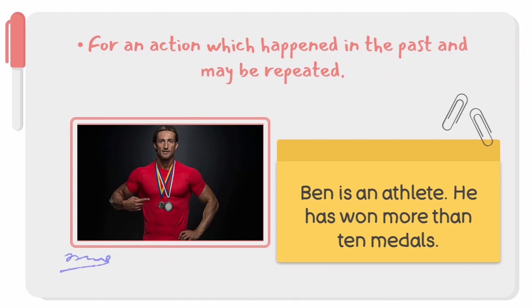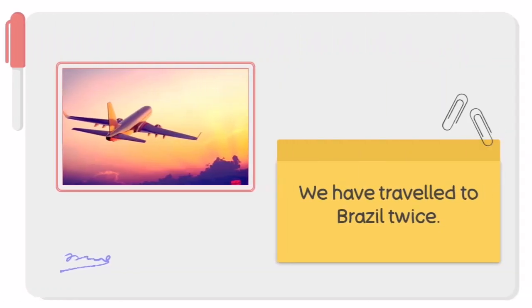We use the present perfect simple for an action which happened in the past and may be repeated. Ben is an athlete. He has won more than 10 medals. As an athlete, he can win more medals. We have traveled to Brazil twice. We might travel to Brazil again.